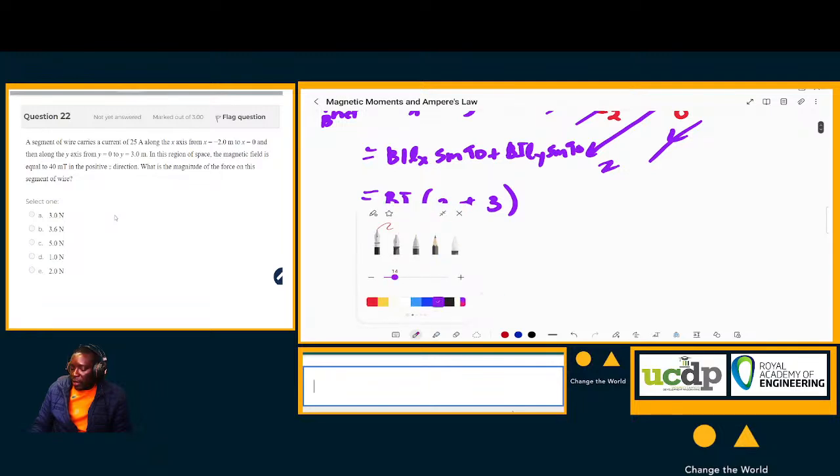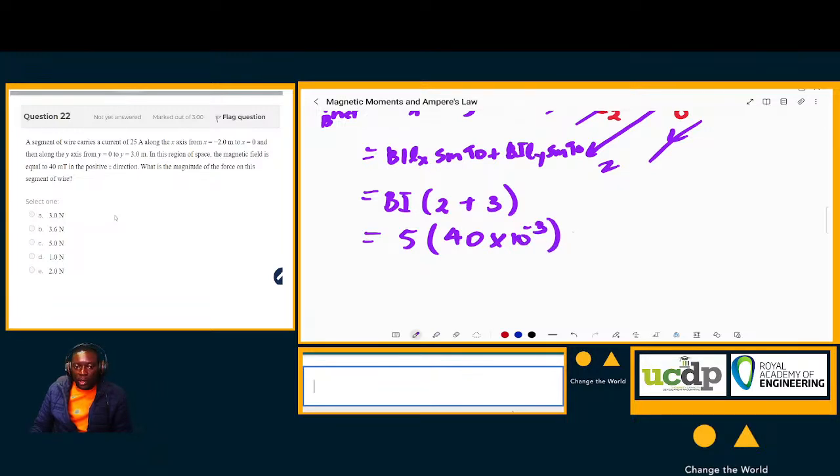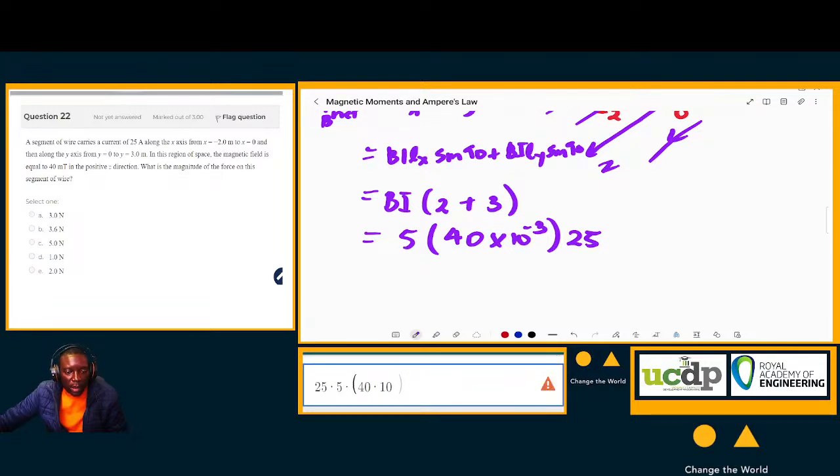So we have 40 millitesla, or times 10 to the -3. And I, which we said is 25. So that's all. Let's see if we can calculate that together. We have 25 by 5 multiplied by, I'll open the bracket, 40 times 10 to the power negative 3, and close bracket.